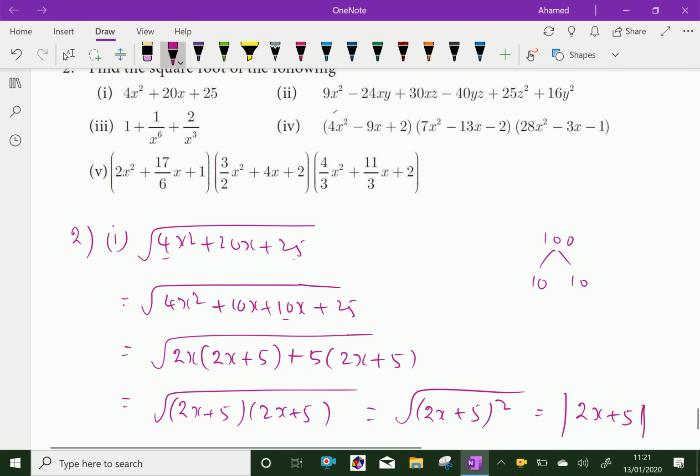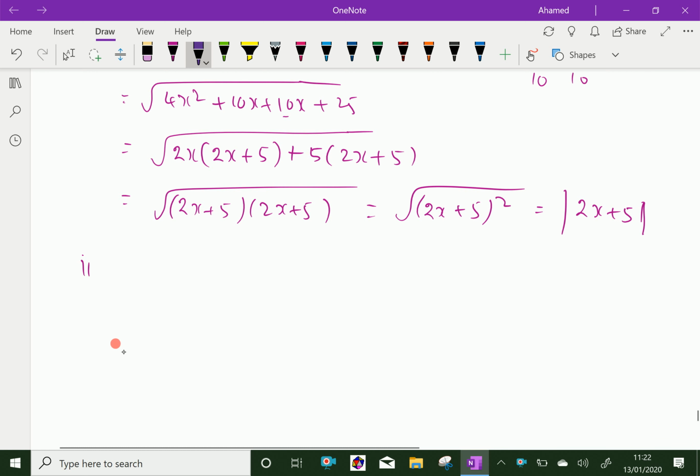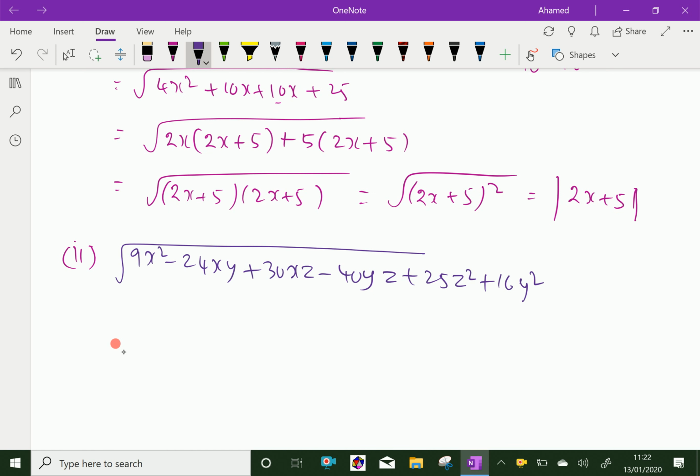Then the second question: square root of 9x square minus 24xy plus 30xz minus 40yz plus 25z square plus 16y square. So let us write the given expression as 9x square minus 24xy plus 30xz minus 40yz plus 25z square plus 16y square. Then you have to find the square root of this expression.